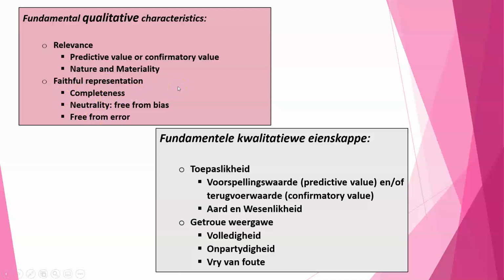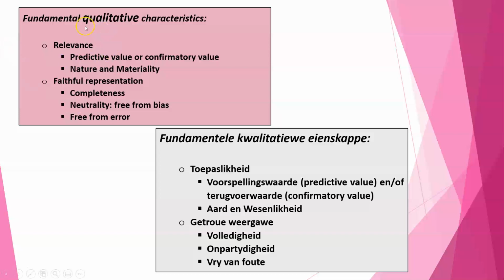Completeness. I must make sure that all the transactions entered into in the current financial period are recorded in the financial statements for that specific period. So it must be everything, completed. Neutrality means that my financial statements must be free from bias. So I must conduct and record my transactions totally independently, not with somebody else's personal interest in mind. Neutral, free from bias. And then obviously free from error. So my financial statements must be free from error.